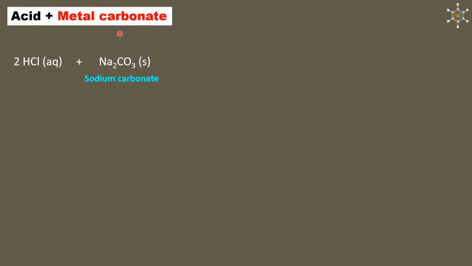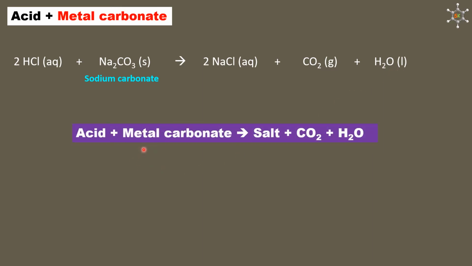Reaction between acid and metal carbonate. Here we have chosen sodium carbonate. When hydrochloric acid solution reacts with sodium carbonate salt, it forms sodium chloride aqueous solution, releases carbon dioxide gas and water liquid. So we can generalize the reaction as acid reacts with metal carbonate to give salt, carbon dioxide and water.